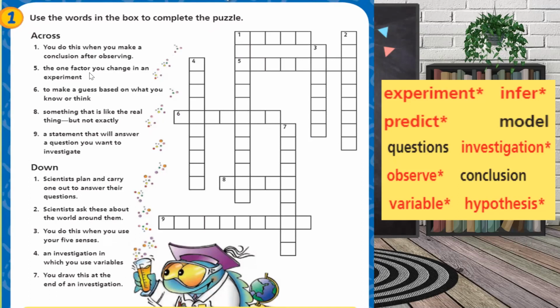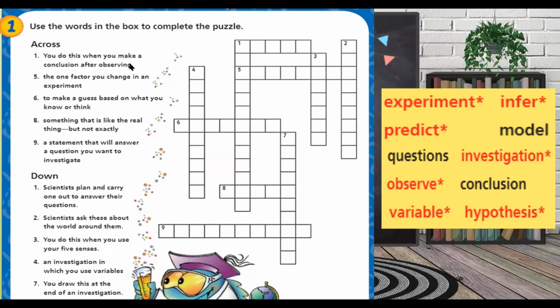The one factor you can change in an experiment. What do we call it? Variable? Excellent! One factor. Guys, I want you to underline with me. Make underlines, okay? So we used infer. Now, when you do this, you make a conclusion after observing. So a conclusion after observing, that's infer.